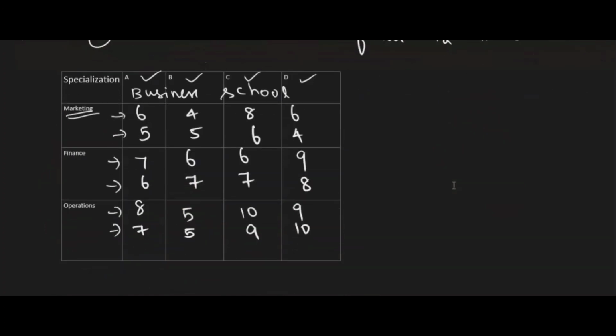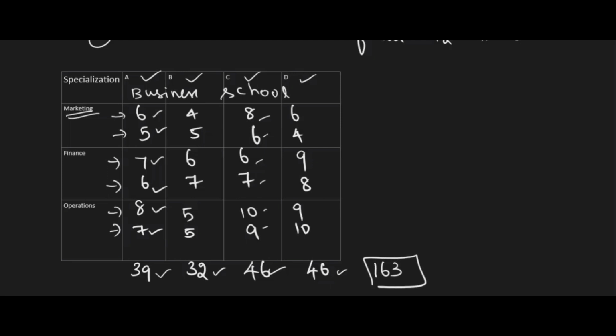Okay, so the calculation is similar to two-way ANOVA. We are going to add all the entries. 6 plus 5 plus 7 plus 6 plus 8 plus 7. This gives 39. Similarly, add all the column wise. So 6 plus 4, 10, then 7 plus 5, then plus 5 plus 5, 20, 32 you will get. Again here, 8, 6, 6, 7, 10, 9. If you add all these, you will get 46. And the last column, again, if you add, you will get 46. When you add these, 39, 32, 46, 46, your total is 163. So this is your T.